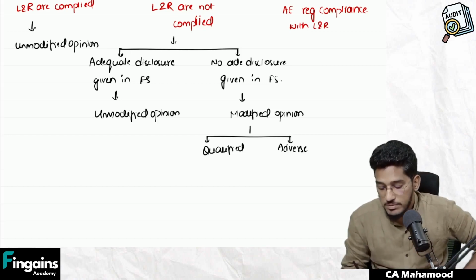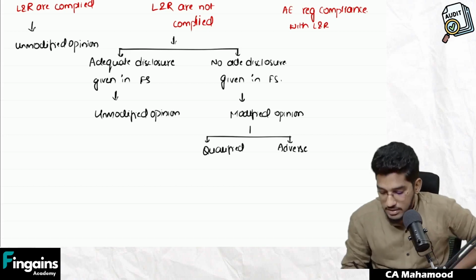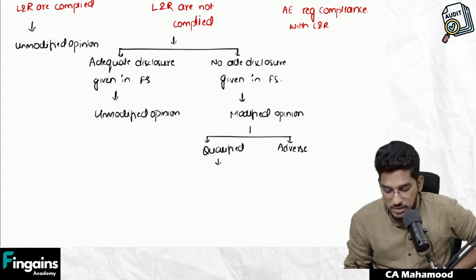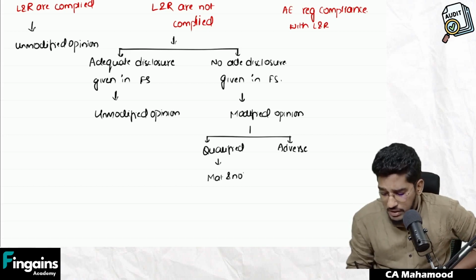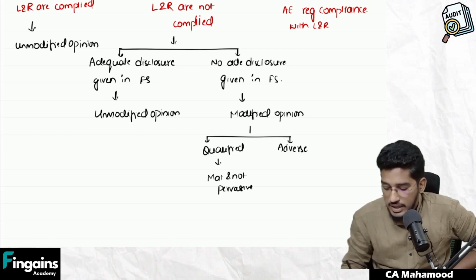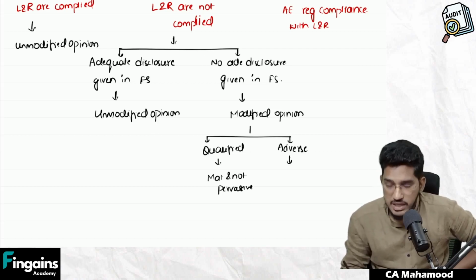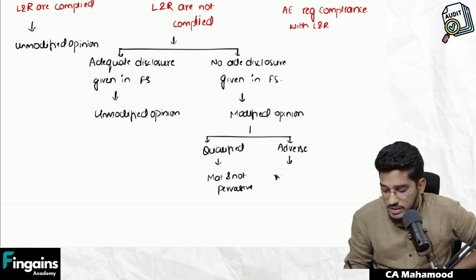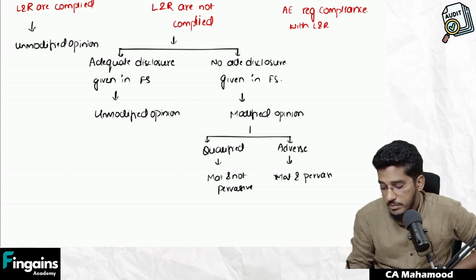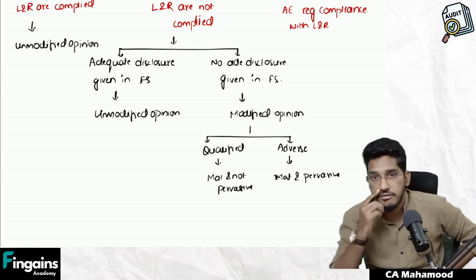See, if the effect of the misstatement because of non-compliance is only material and not pervasive, then we will give what? Qualified opinion. Whereas if because of non-compliance some misstatement happened and the effect of the misstatement is material and also pervasive, then we will give adverse.